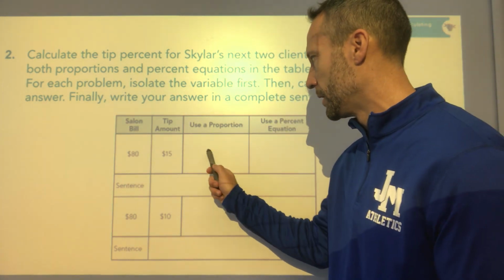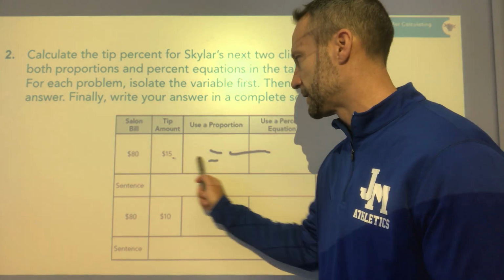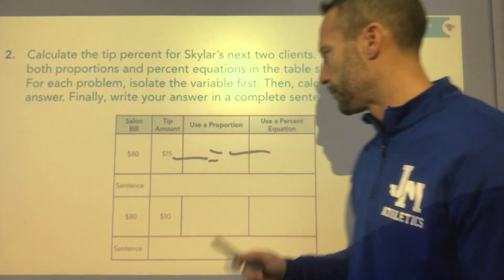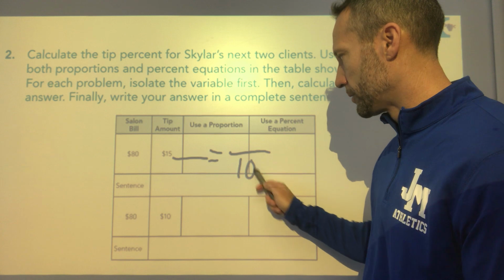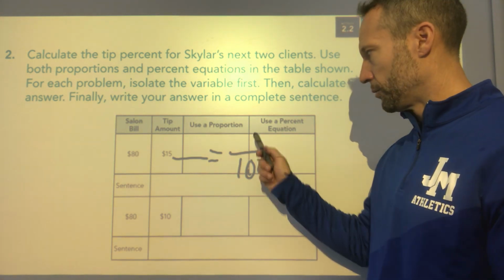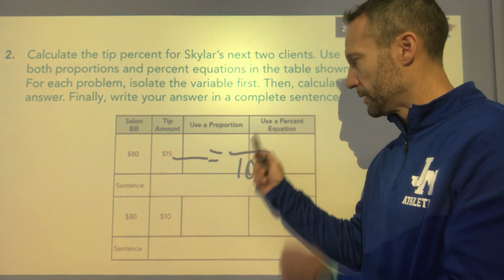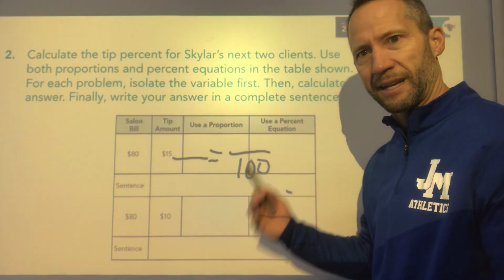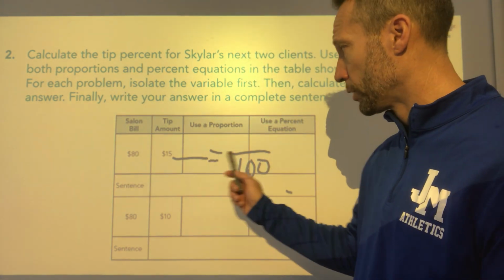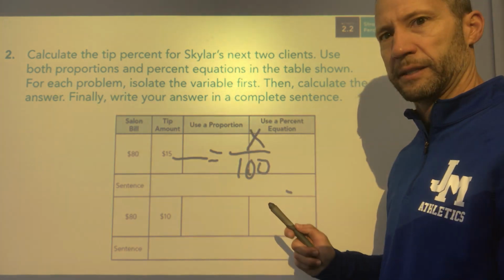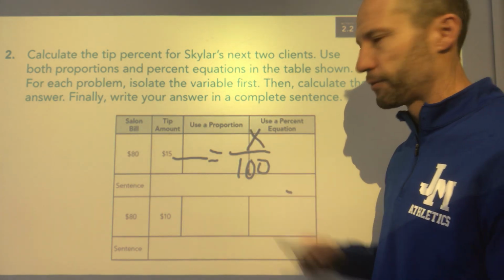Remember, we're going to follow that template that we used in the past: we have our part over our whole, and on the other side, this is where our percent went, our percent over that whole, which was 100%. In this case, we're looking for a percent, so we don't know what that is. So that's why I'm putting that x over 100.